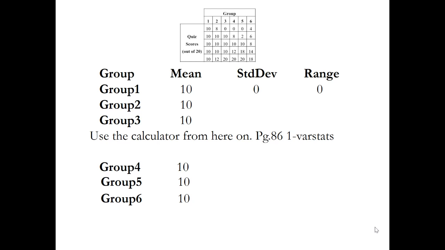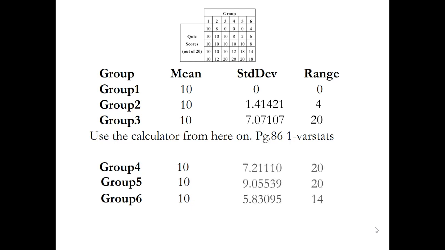Okay, so if you're back, you must have finished it. We found our group 2 had a standard deviation of 1.41. Group 3, standard deviation of 7.07. Ranges were 4 and 20. Now group 4, 5, and 6, the same thing. Standard deviation is 7, standard deviation is 9, and then standard deviation is 5. All these groups had some different data points.